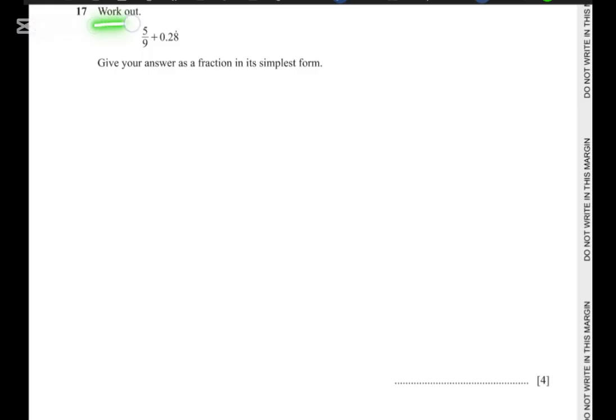Question number 17: work out 5 by 9 plus 0.28888. Give your answer as a fraction in its simplest form. So before adding these two, first of all we have to write 0.2888 as a fraction. For that we write x is equal to 0.2888 and so on.